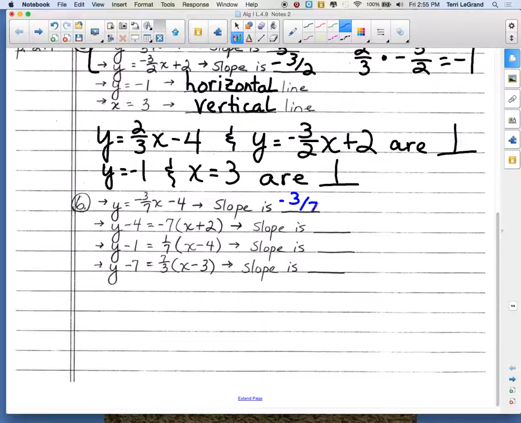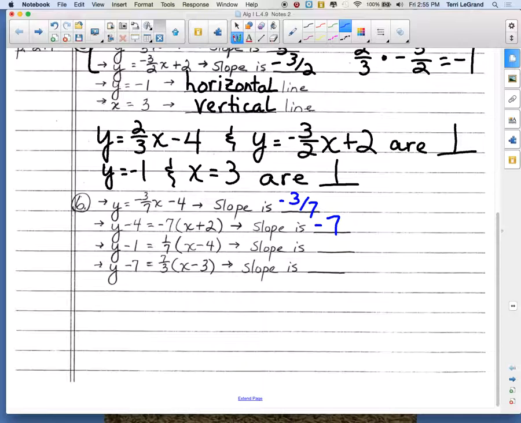-3/7. How about the second one? -7. How do you feel about those? Do you think even right now that it's possible those two are perpendicular? How would we know that they are not? For sure, they're both negative. They have to have opposite signs, don't they? One has to be positive and the other has to be negative. These are both negative. We already know those two aren't perpendicular.